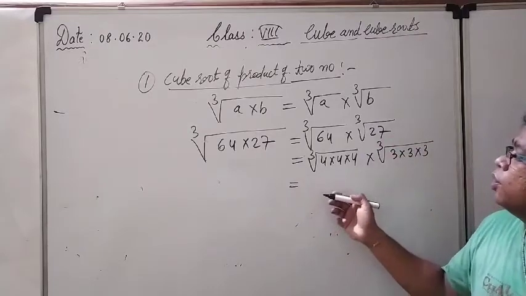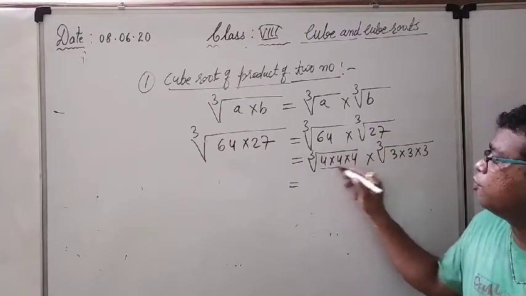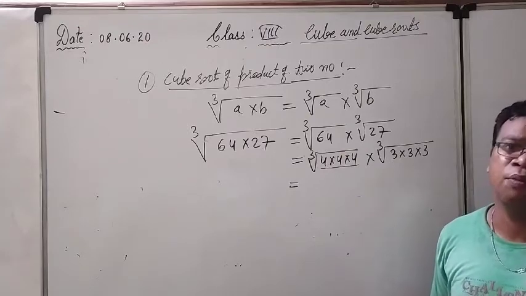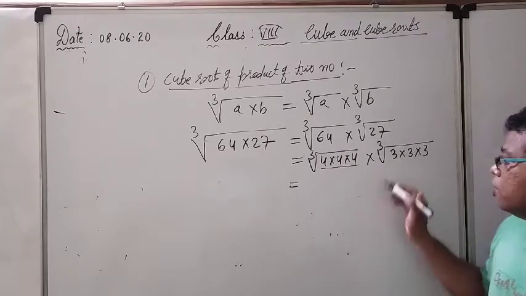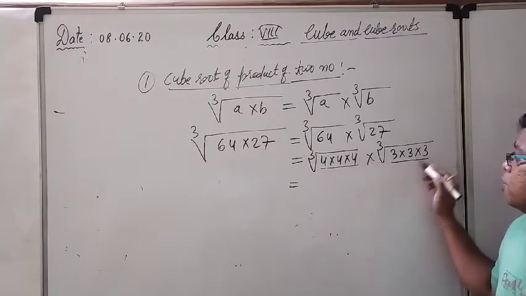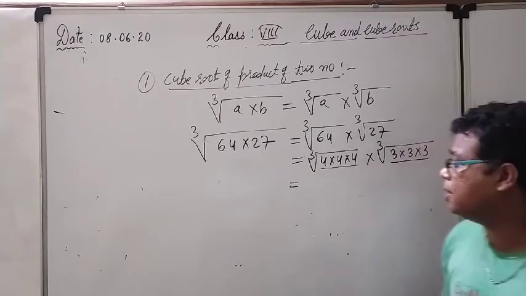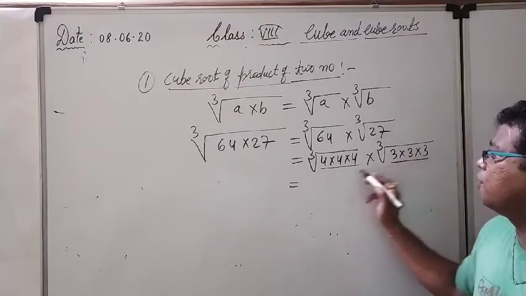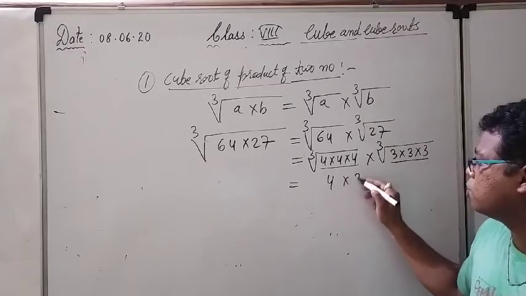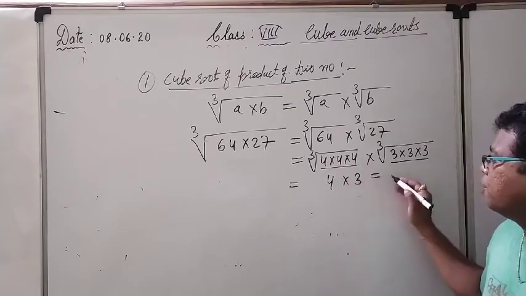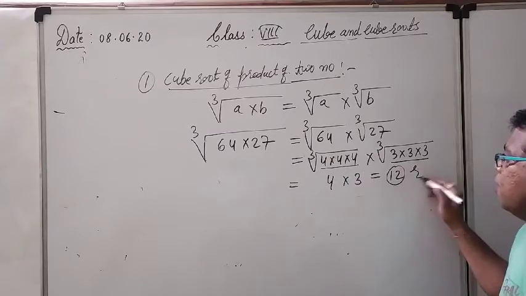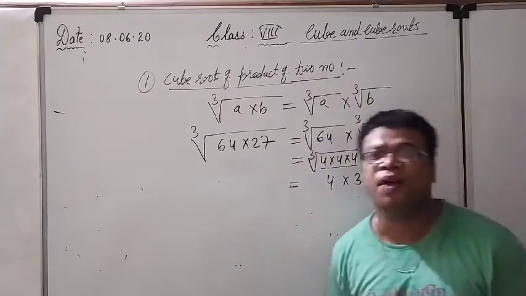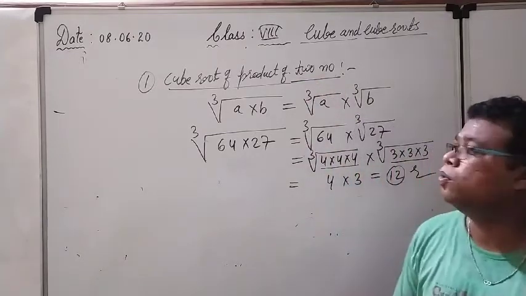Right now, what I have told you is that in the cube root we have to make groups of triplets. Here also the group of triplet is complete. Here also the group of triplet is complete. This is the triplet of 4. This is the triplet of 3. So 4 will come out. 3 is also coming out. And what is the answer coming? 4 times 3 is 12. So 12 will be the answer. So in this way we will find out the cube root of the product of two numbers.